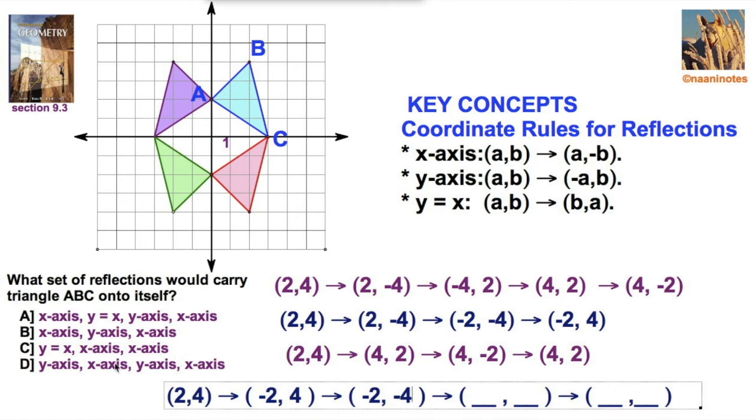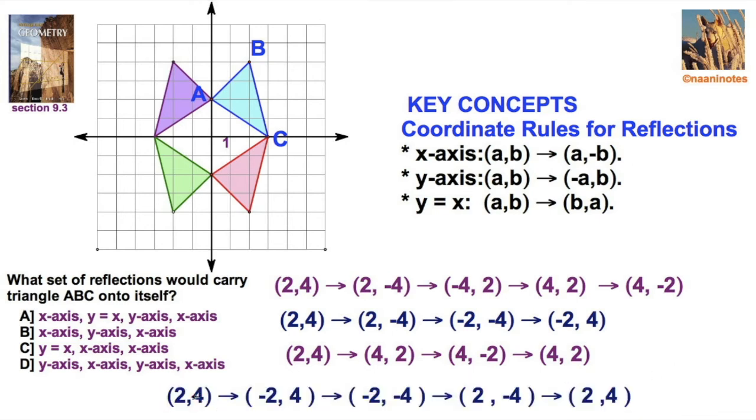So that's the second reflection. Now we come to the third, the y-axis again. We take the opposite of the first term, so that's the 2, and we keep the -4. And finally, the last one, reflecting in the x-axis, the rule (a, b) goes to (a, -b): 2, and now I'm going to flip this, and it's going to be 4. And this is the only one where you start with (2, 4) and you end with (2, 4). So go ahead and try that.